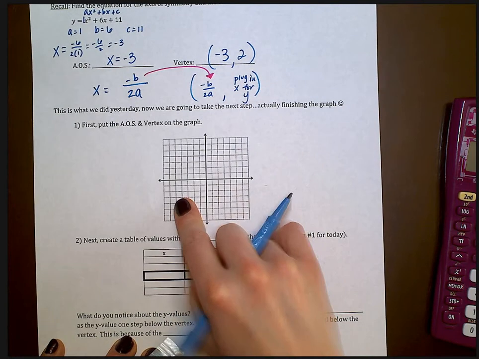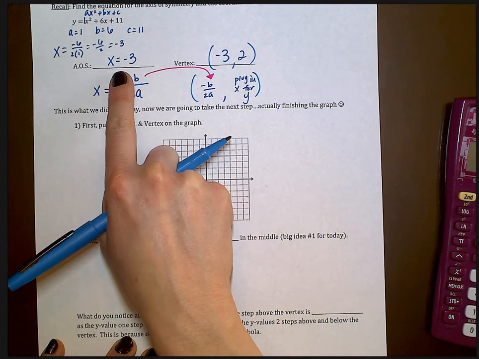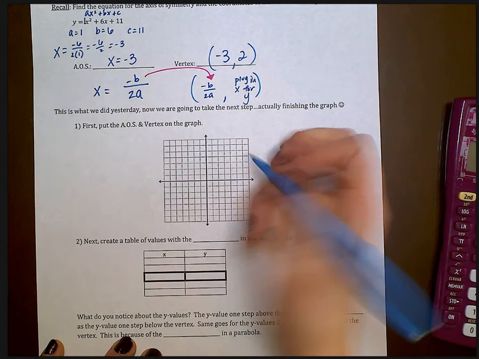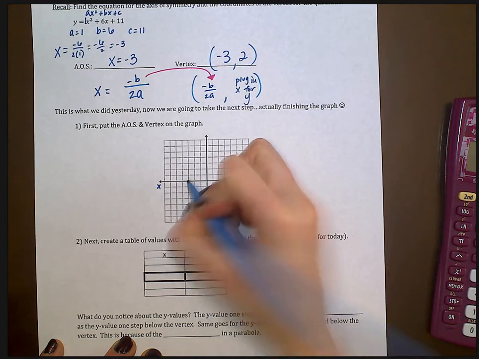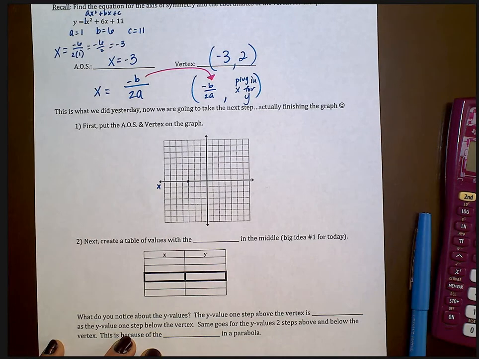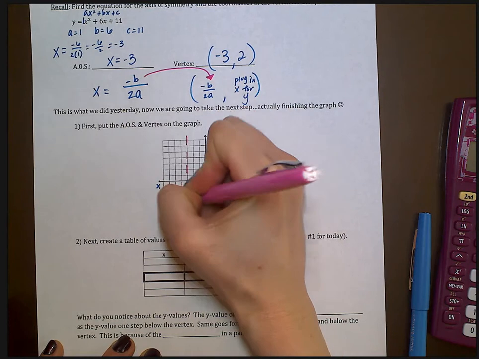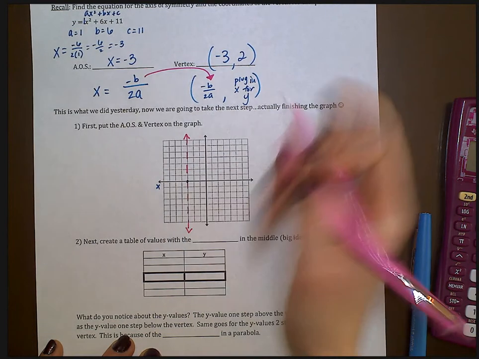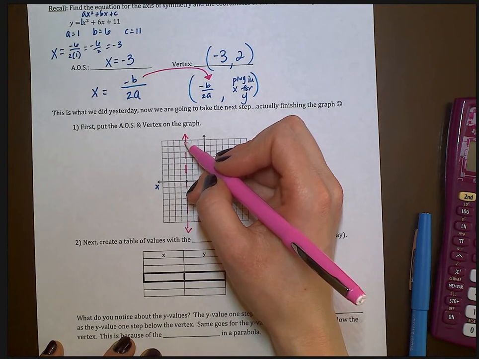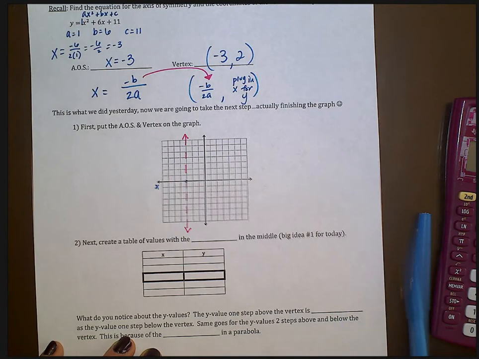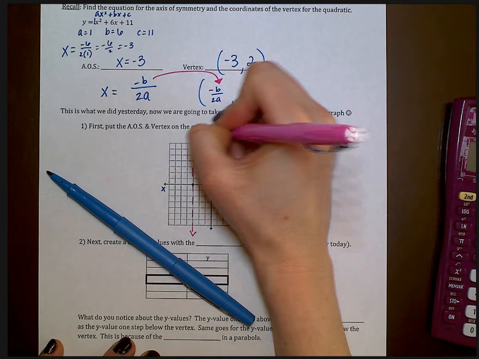So let's put the axis of symmetry on here. The line x equals negative 3. Again, x means it's a vertical line. So if I find negative 3 on the x-axis, right here, that's the vertical line through that point. And I'm going to use a different color just to make it stand out. I mentioned this last time too. We always do it like a dashed line just to differentiate it from the parabola. So you'll see it drawn like that a lot. That's my axis of symmetry, my AOS.